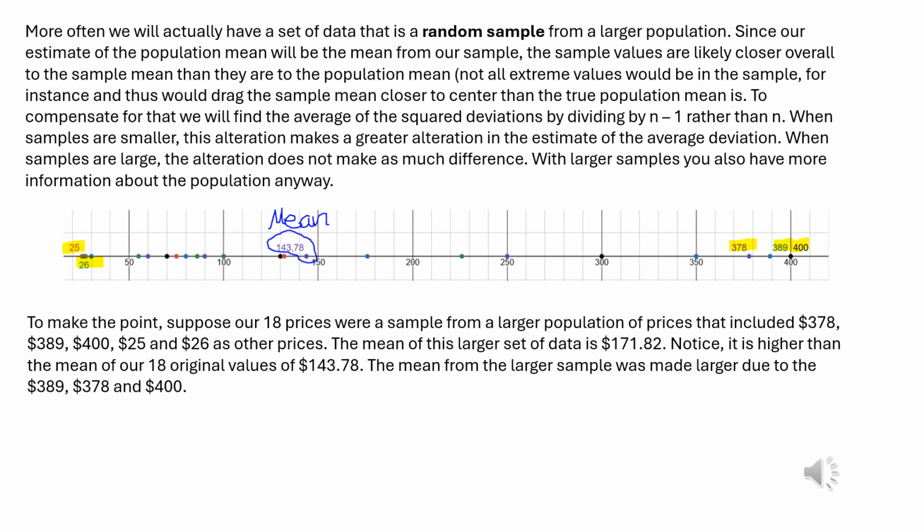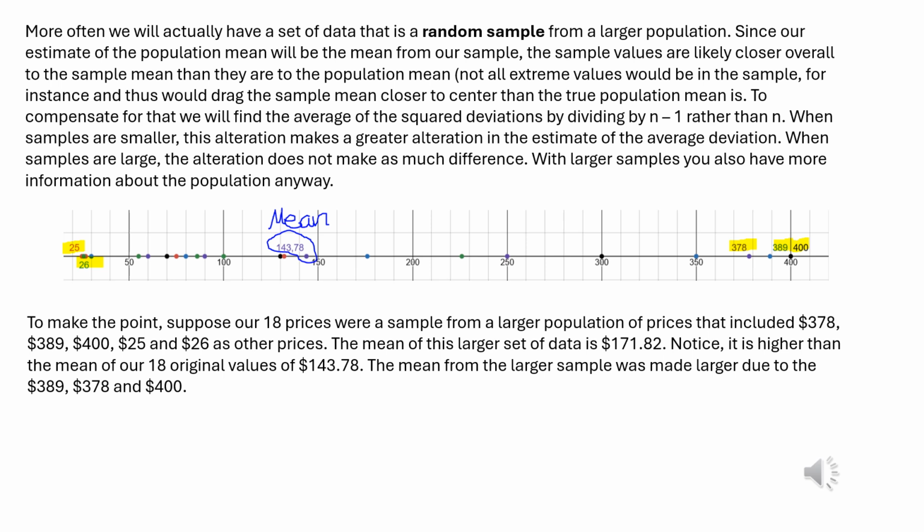When samples are smaller, this alteration makes a greater alteration in the estimate of the average deviation. And when samples are large, dividing by n minus 1 does not make that much of a difference. With larger samples, you also are going to have more information about the population anyway. And so your data is going to tend to possibly be closer to the mean.